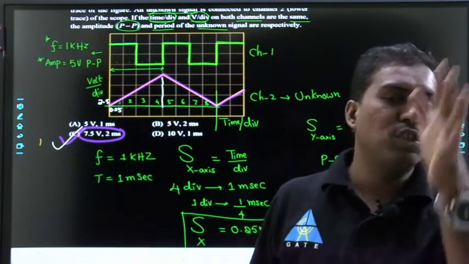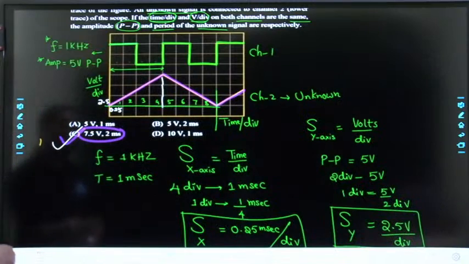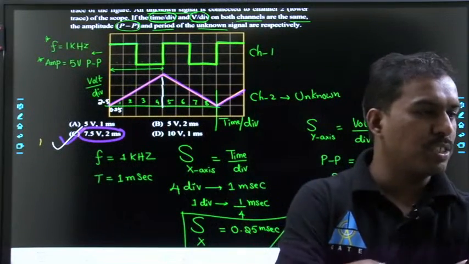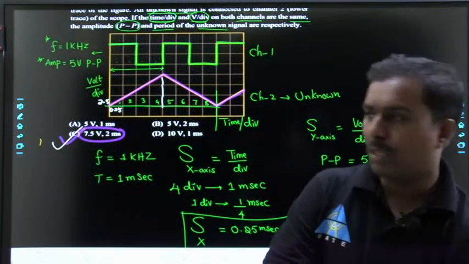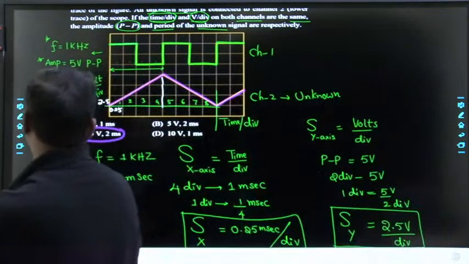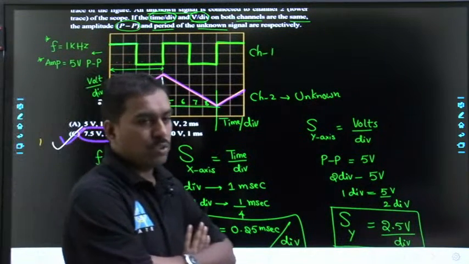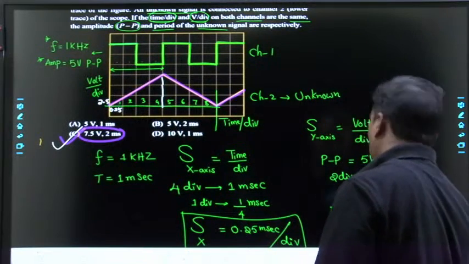If you understood, please show me the thumbs here fast. This is a beautiful question, previous GATE question. Ruchita, are you clear? Dear students, those who have given the wrong answer, are you clear? Option C is going to be the correct answer. Very good. Let us go for the next problem.